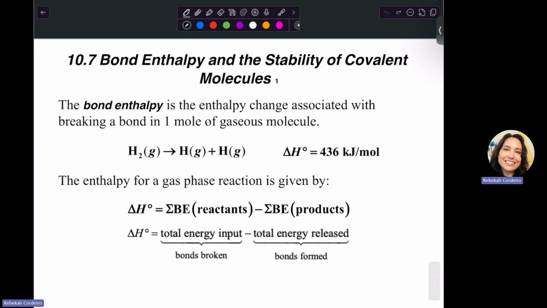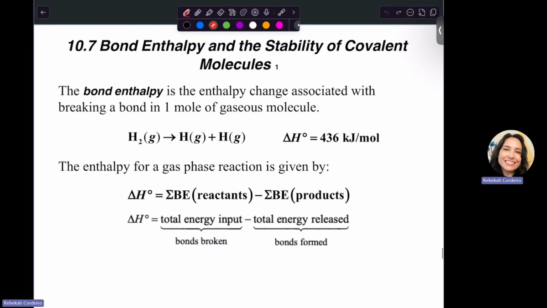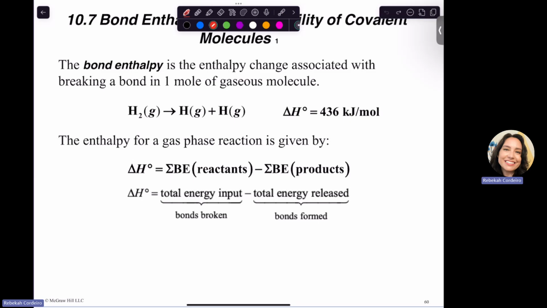So if we have a substance that is a gas, if we don't have a substance that's a gas, we have to turn it into a gas, and then we break the bonds or bond of 1 mole of that substance. This is the energy we have to put in to break a bond. Now I want you to remember that breaking bonds is endothermic.